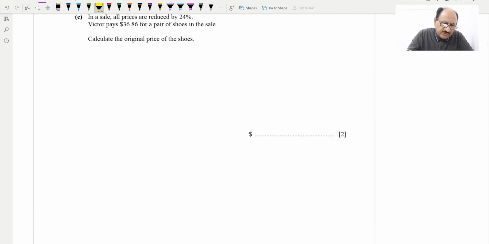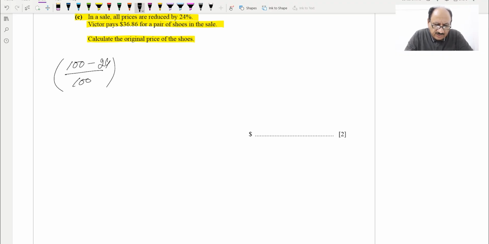C part says in a sale all prices are reduced by 24%. Victor pays this much for a pair of shoes in the sale. Calculate the original price. So this is a reverse percentage question. For reduction we are doing 100 minus the percentage reduction, which is 24, divided by 100. This is the percentage on X amount, which we don't know, but the after reduction price is $36.86.